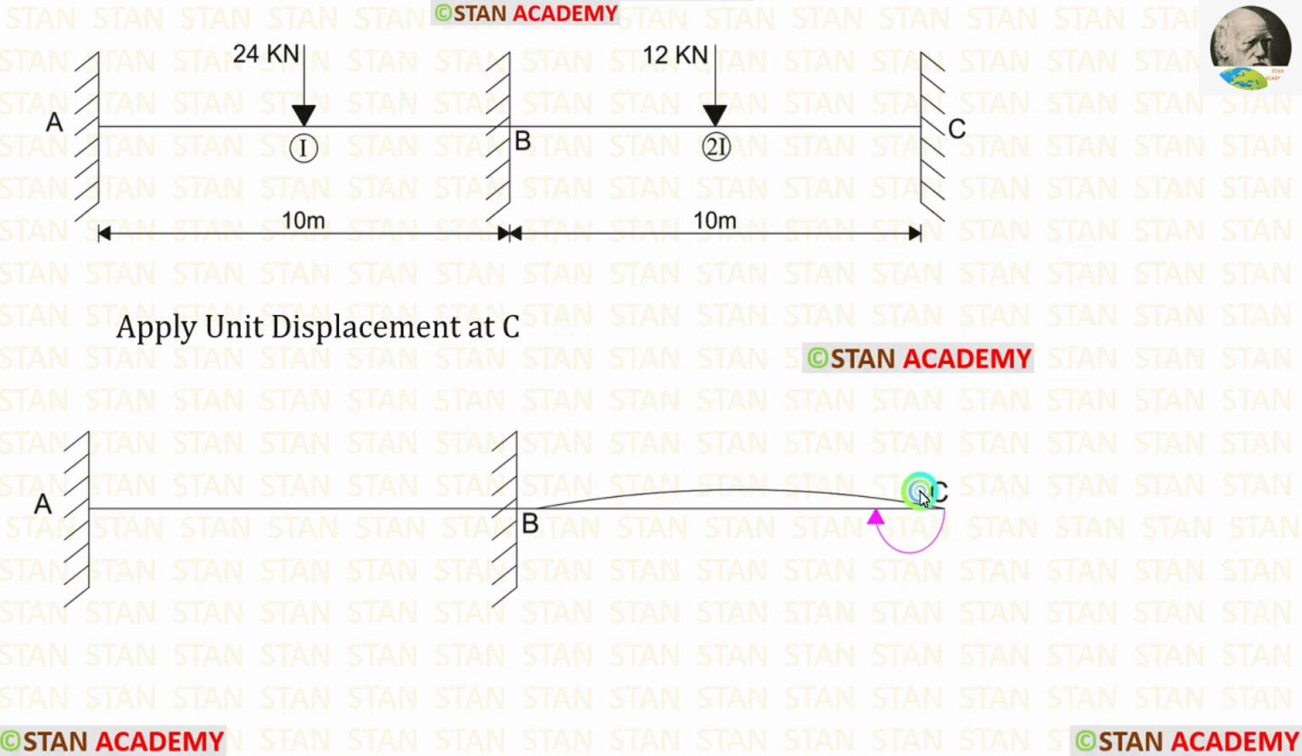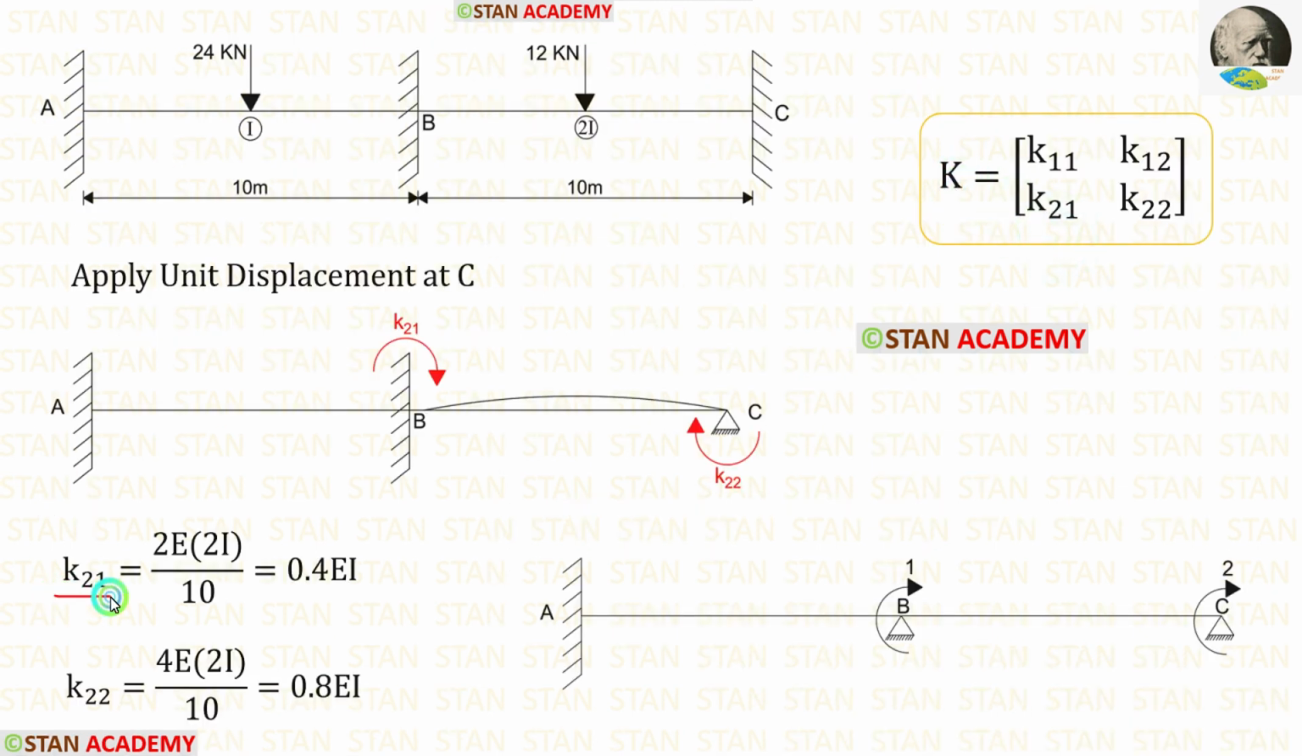We are applying unit displacement in the point C, so we have to make a clockwise curve towards the point B. Then we have to see the direction of the arrow and draw this curve. We have to give some gap between the fixed support and the curve, because in the fixed support there will be no slope.